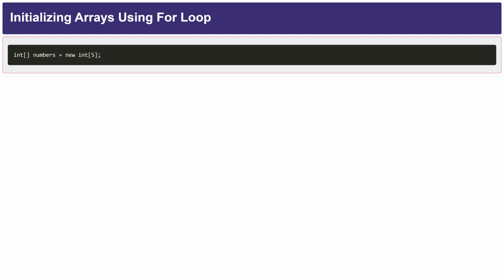In this line, we declare an integer array called numbers with a size of 5. In this line, we start a for loop that initializes a variable i to 0, checks if i is less than 5, and increments i by 1 after each iteration. In this line, we assign the value of i plus 1 to the ith element of the numbers array.